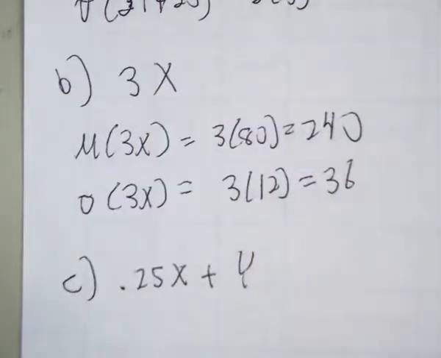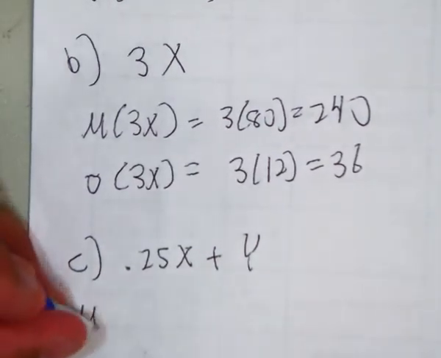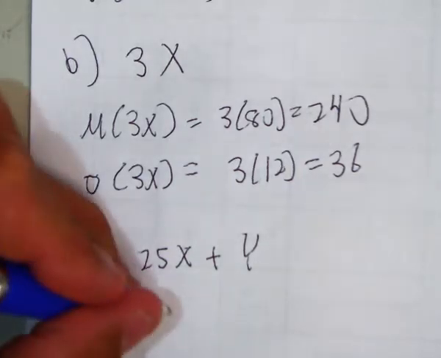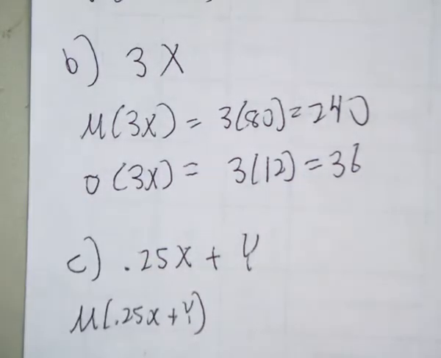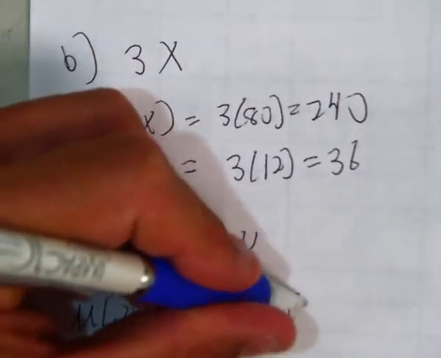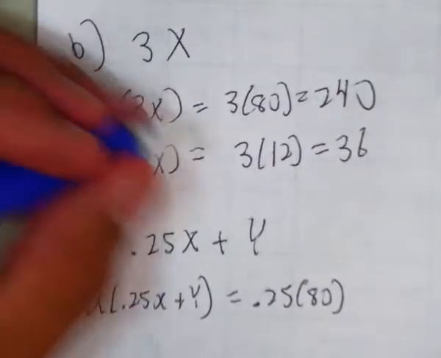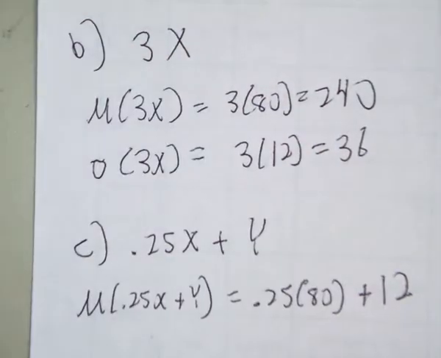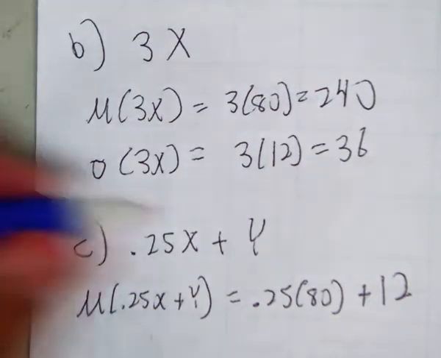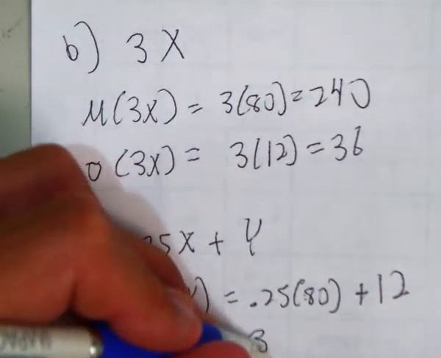Then we got to do 0.25x plus y. Okay, so the mean for this is we're going to multiply 0.25 times 80. And then we're going to add 12. Okay, and if we do that out, a quarter of 80 is 20, so that's 32.